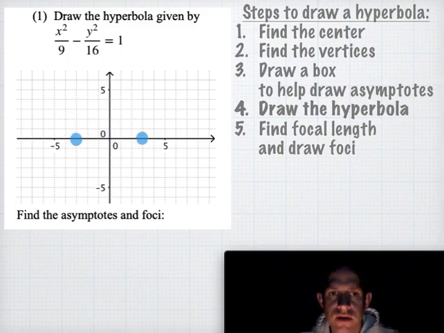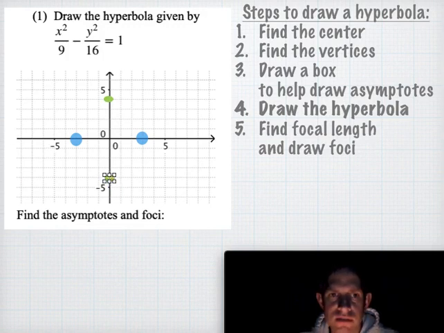So now what I would suggest we do is draw a box. And to do that, I need to know how tall this box needs to be. It's going to have edges left and right at 3 and -3, but I'm not sure how tall to make it. And to do that, we're going to look underneath y squared. Y squared is 16, and so if we take the square root of that, that's 4. That means this box that I want to draw, I want to go up 4 and down 4 from the center.